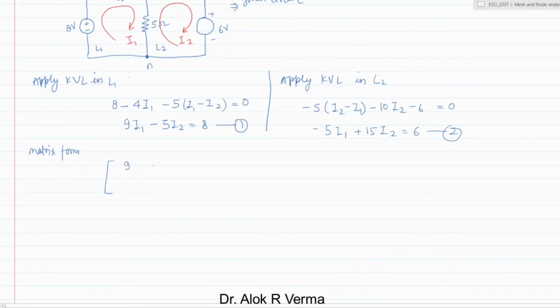This will be 9, minus 5, minus 5, 9, not 9, this will be 15. Then this will be I1, this will be I2, 8, there is a polarity change. Now you can just solve it for I1 and I2.